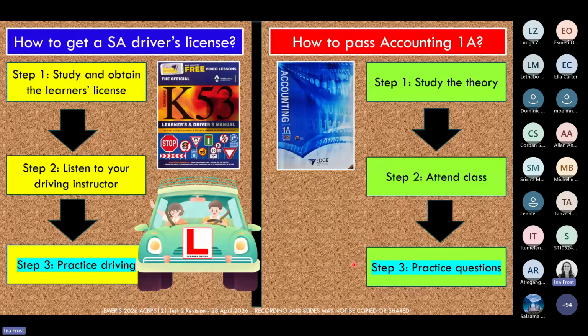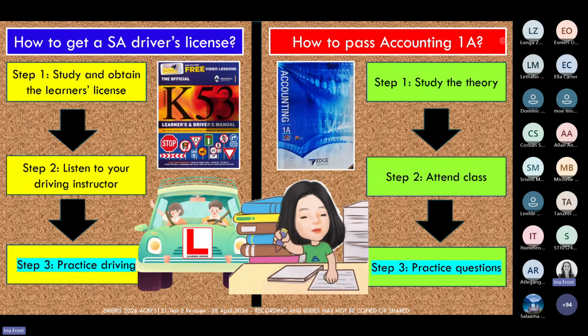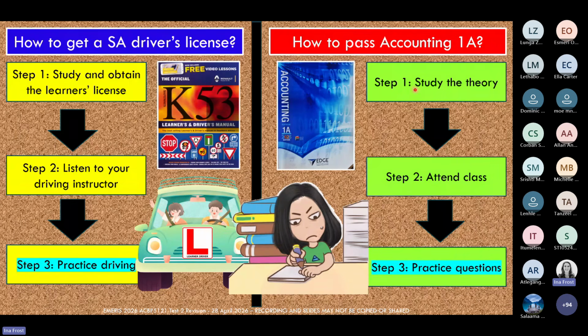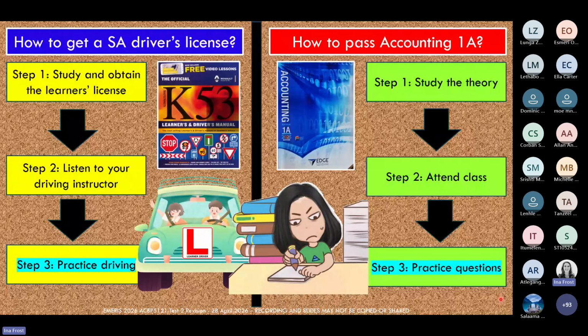And then, as we said, just like getting your South African driver's license, where you had to practice until you were able to go and take your driver's test, so too, if you want to pass Accounting 1A, you need to be practicing. You need to know your theory, you need to be in class, but in your own time, you need to be making sure you are practicing and doing enough questions.